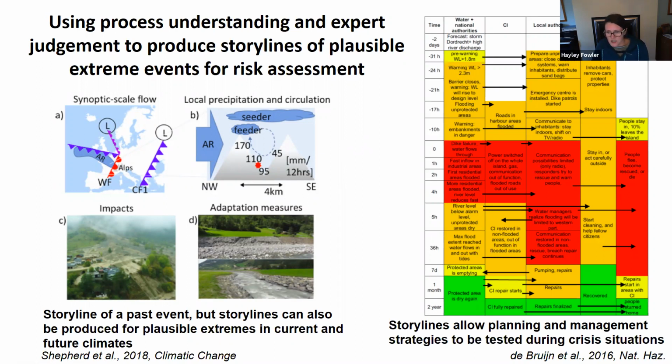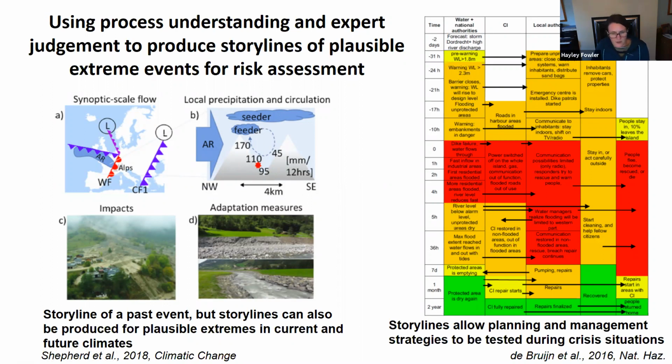And I think there's some really good examples in the literature now about how these storylines can be used to plan and manage crisis situations and to allow the testing of these management strategies during crisis situations. So I would hope that we can start to move towards designing these type of storylines together with decision makers.